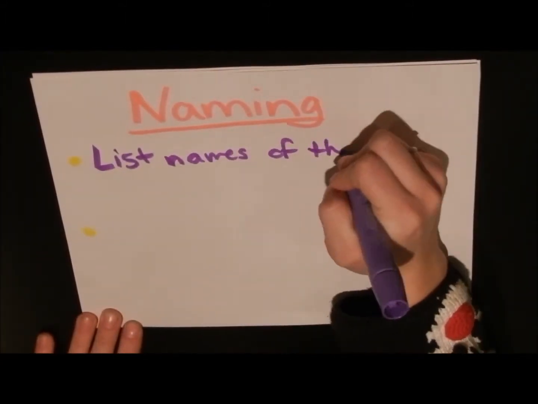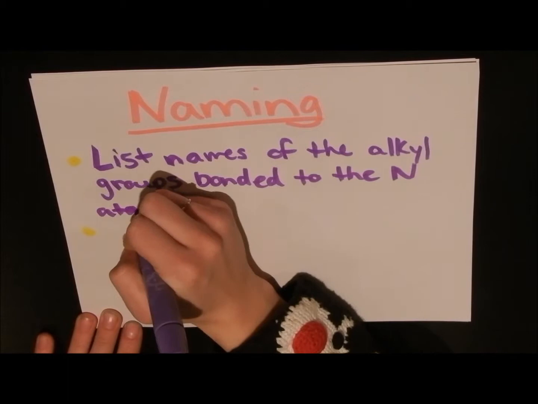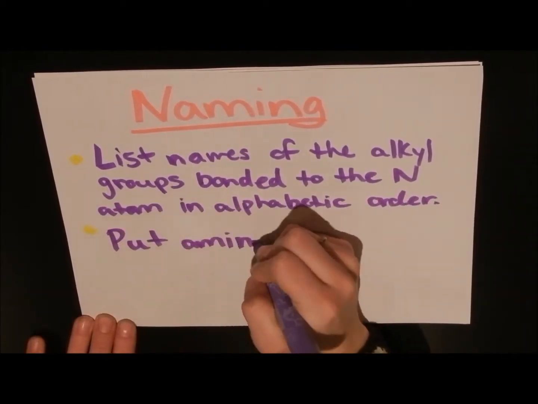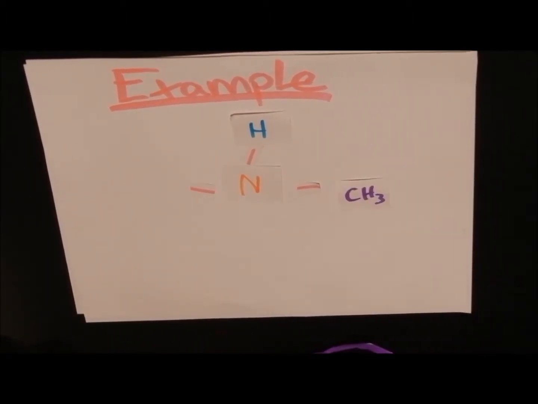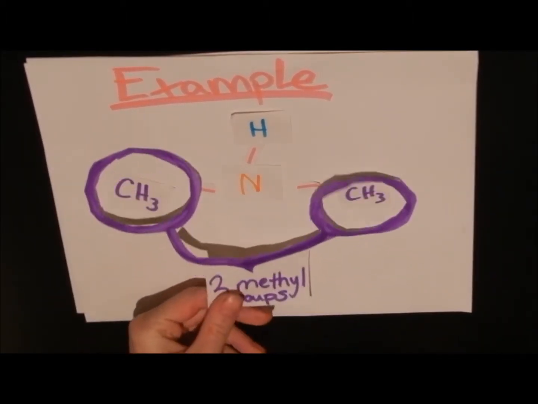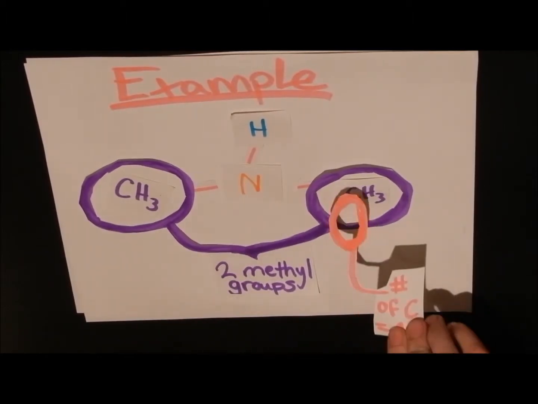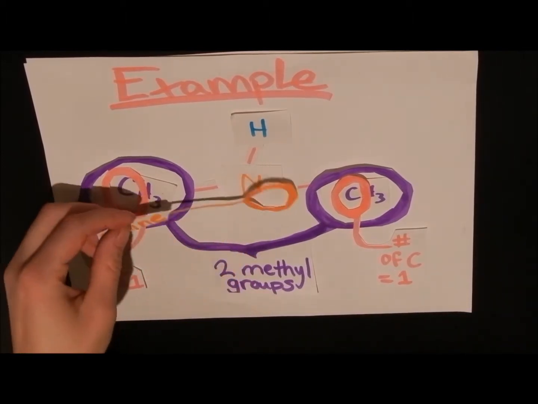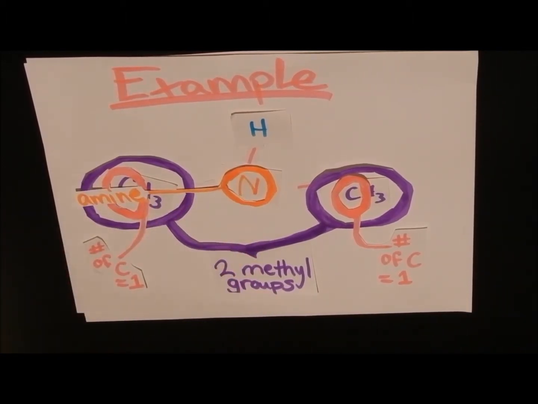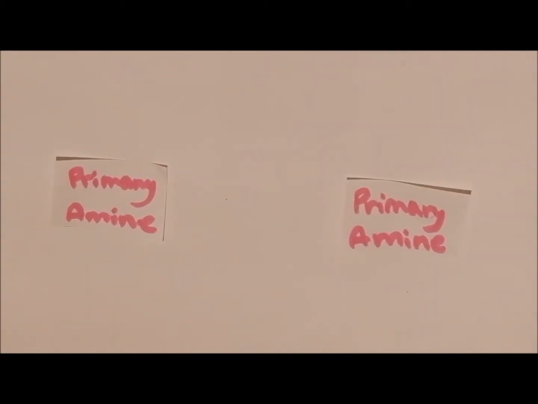To name amines, you must list the names of the alkyl groups bonded to the nitrogen atom in alphabetical order, and then you must put amine at the end of this. To name this amine, you must do the following. This nitrogen atom is attached to a hydrogen and 2 carboxyl groups. These carboxyl groups are methyl groups. This means there are 2 methyl groups. To make them methyl groups, there is 1 carbon in each, and the nitrogen will be what makes it an amine. Since there are 2 methyl groups, this is what makes it a di. So that means it will be dimethylamine.